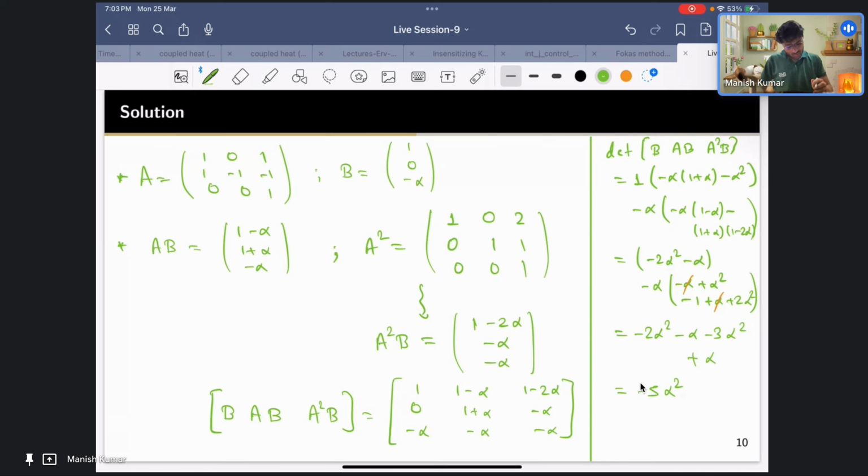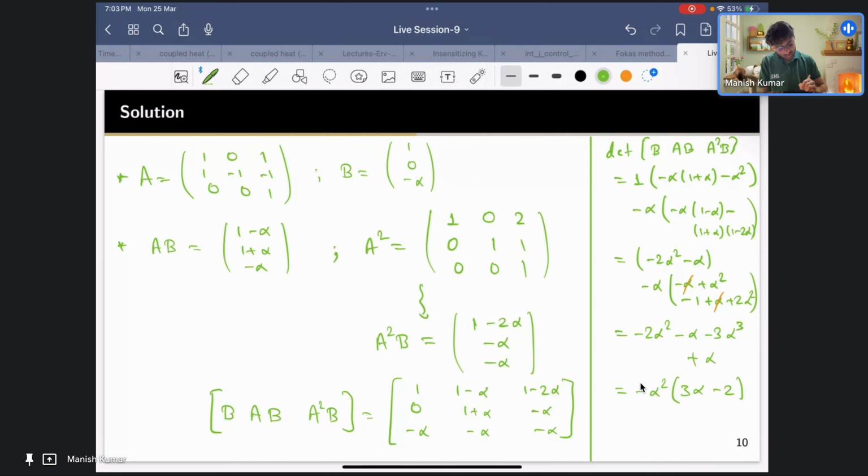There is no alpha cube. Oh, sorry, I got it. Alpha cube, correct. So what I have written here is... where is the mistake? The mistake is here. So it will be minus 3 alpha cube. Yeah, correct. So now I will have minus alpha square, I can take outside, and then I will have 3 alpha minus 2, correct.